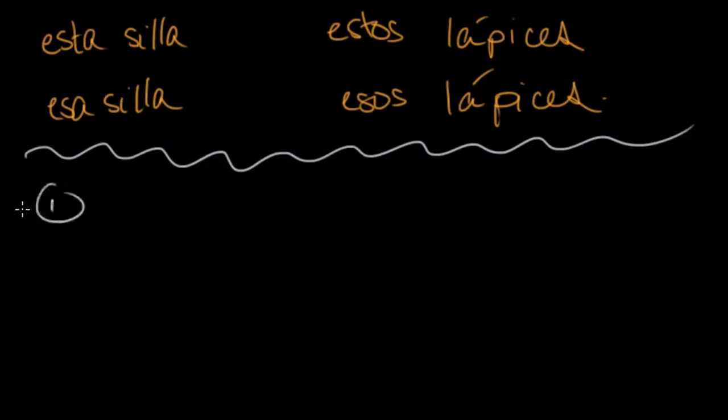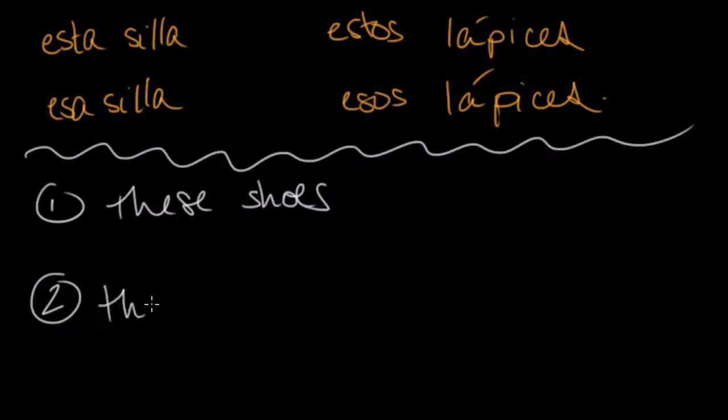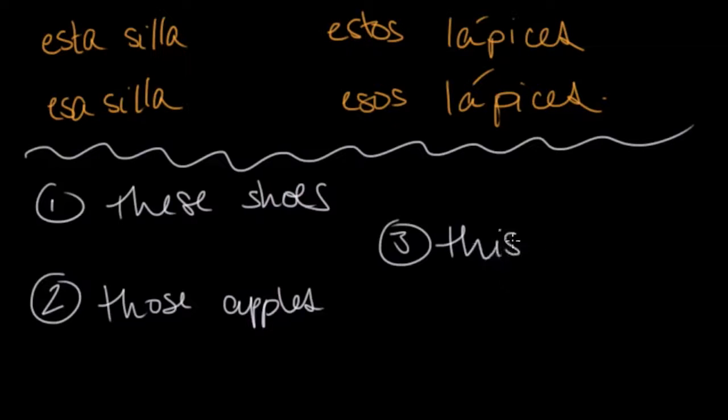So here they are. 1, I want you to say these shoes. 2, those apples. And 3, this clock. So pause the video, work out those translations, and then resume when you want to see the answers.